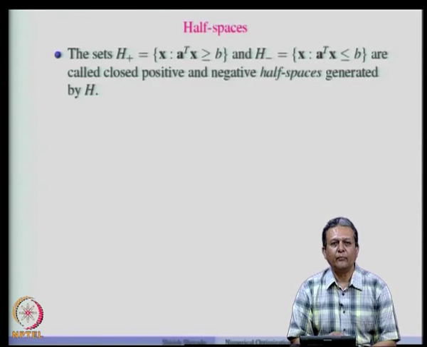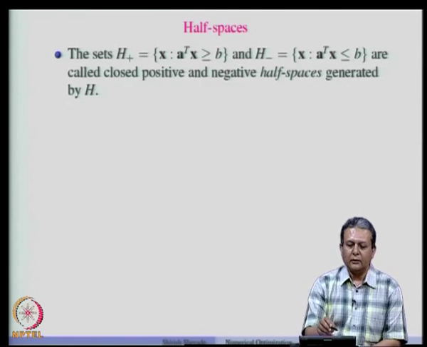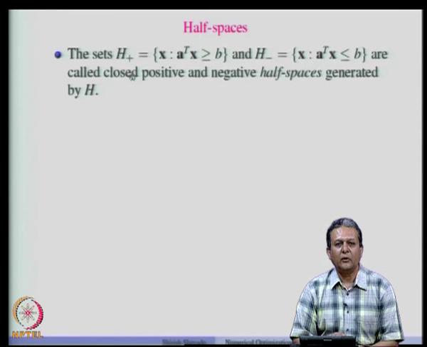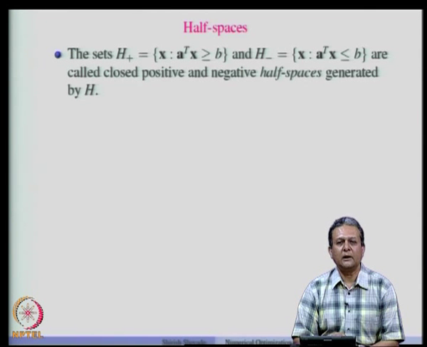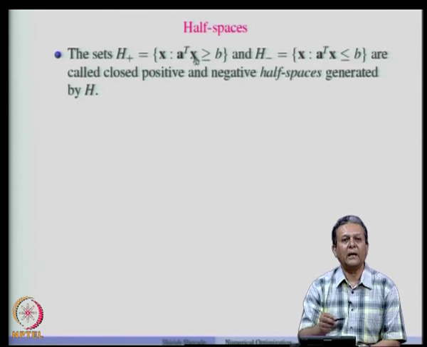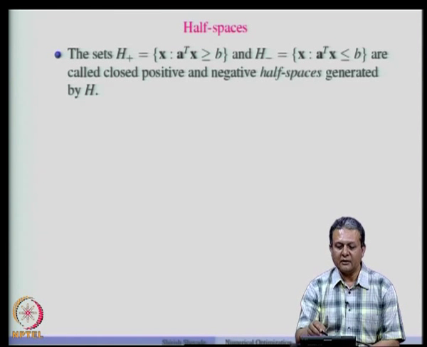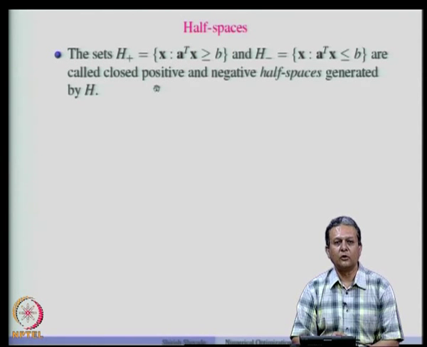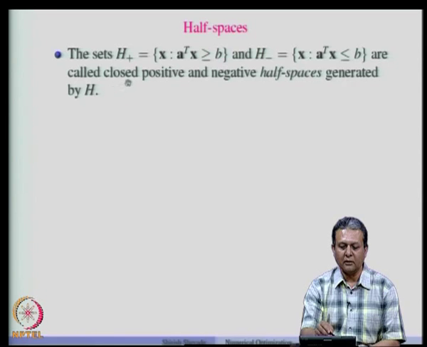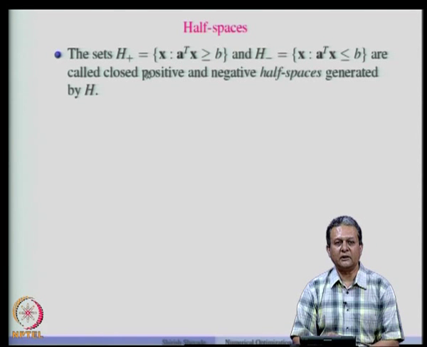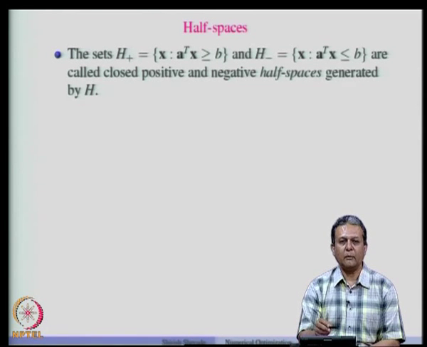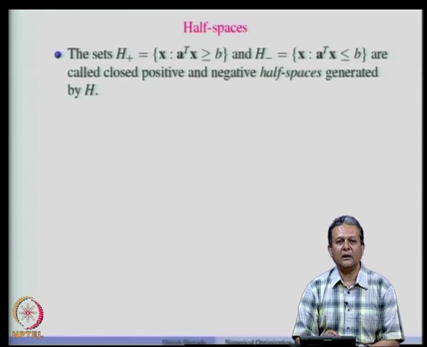Now, let us look at half spaces. The set H plus, which is a collection of all x such that A transpose x is greater than or equal to b, where A is again a non-zero vector in the space of n dimensions and b is a scalar, is called a closed positive half space generated by the hyperplane H. Remember that the equation of the hyperplane H is the set of all x such that A transpose x equals b.